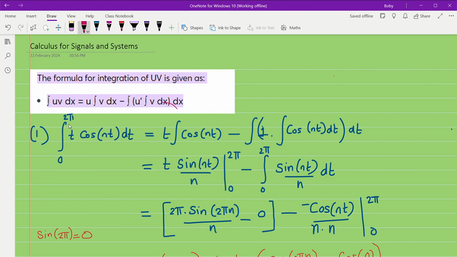So let us see a typical example. Integral 0 to 2 pi t cos nt dt. So this is of the form integral uv. So the first function is t and the second function is cos nt. Okay, so this is u and this is v. So how to integrate it?